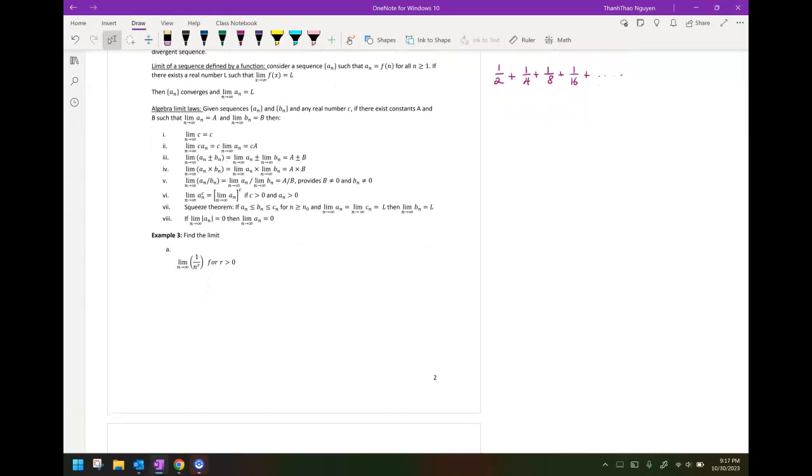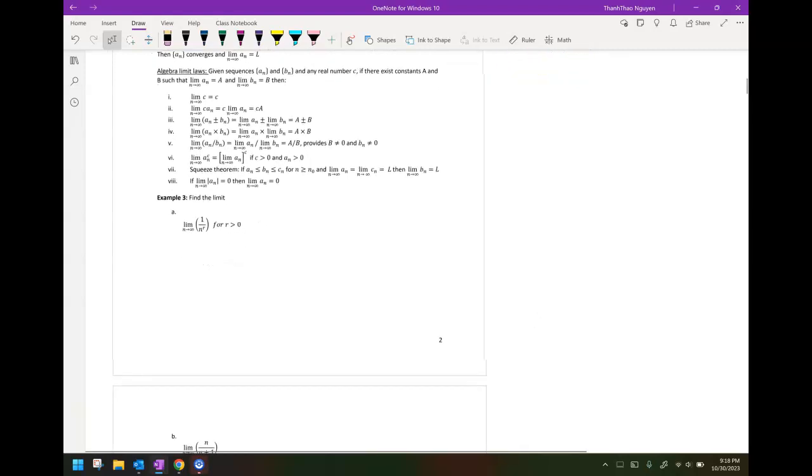We have the sequences a and b, and a real number c. Then the limit of a constant is the constant, and the limit of a constant multiplied with the sequence is equal to the constant multiplied with the limit of the sequence. The limit of the sum or difference of two sequences is the same as adding or subtracting the limits of the two sequences themselves, and so on and so forth.